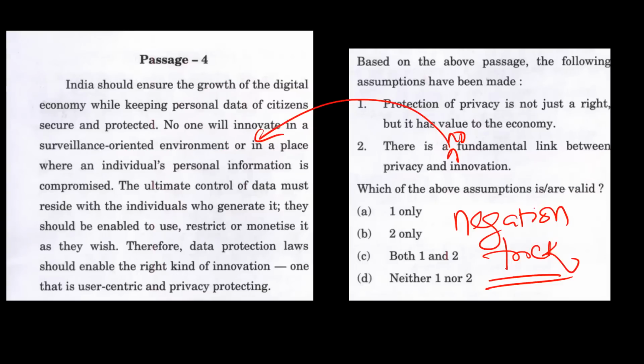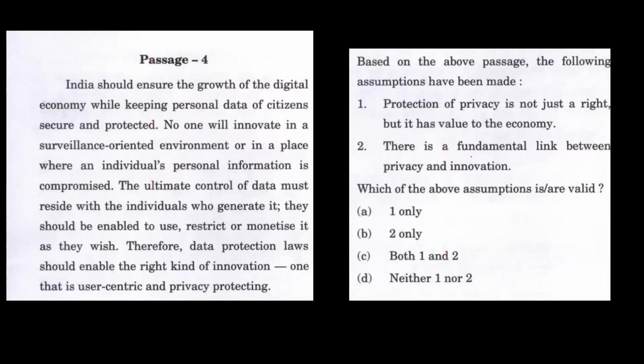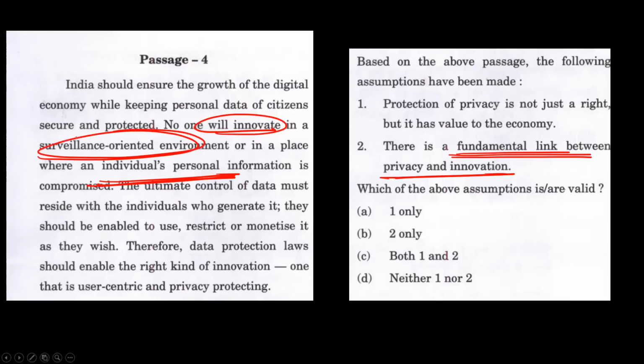Okay. So an assumption will not be written directly. See, a fundamental link between privacy and innovation is not written directly. But yes, they are saying that no one will innovate in a surveillance-oriented environment. This means the assumption is this. Is this clear, guys?